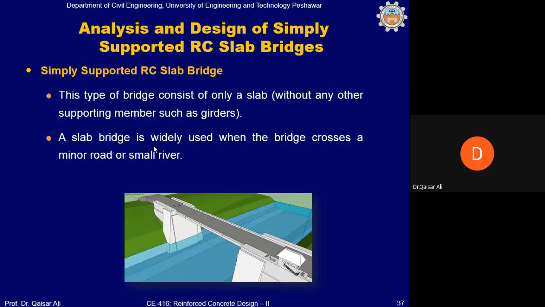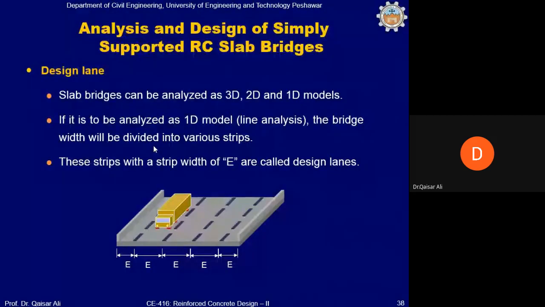We have designed several slab bridges on the Warsak Michani Road, whose span was around 30 to 35 or 40 feet maximum. Then next is the terminology used in the analysis and design of simply supported RC slab bridges.